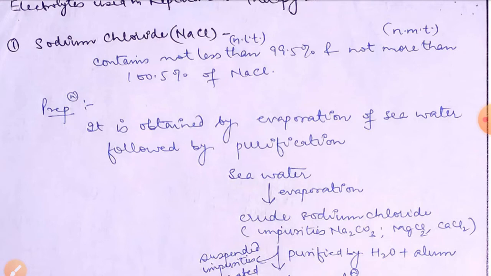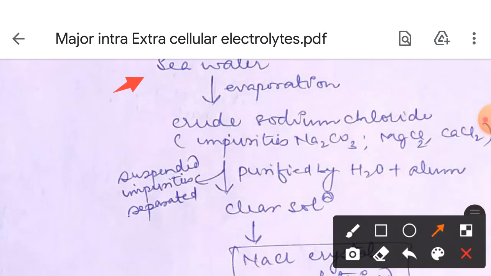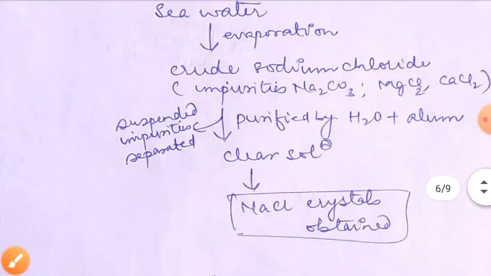by purification. So here are some steps: the seawater is evaporated and we get the crude sodium chloride, crude NaCl, which contains some impurities of sodium carbonate, magnesium chloride and calcium chloride. These are the impurities. And after purification by water and by alum, we get the clear solution of sodium chloride. After the crystallization, we get the crystals of sodium chloride. So the suspended impurities are separated by this process and we get the crystals of sodium chloride.